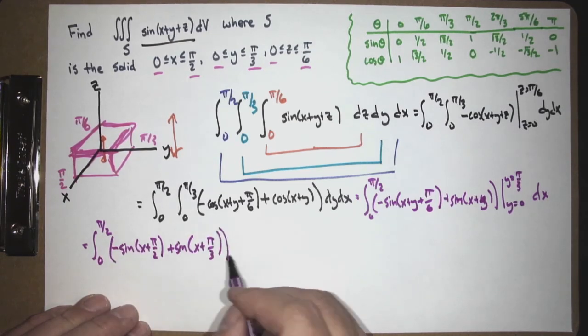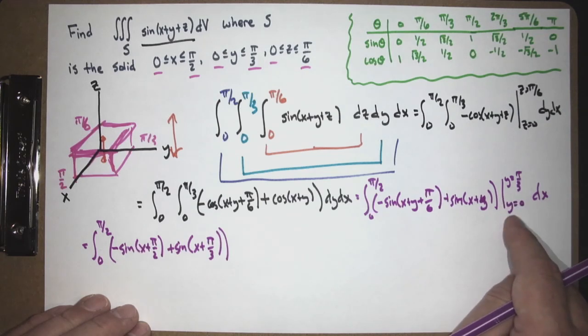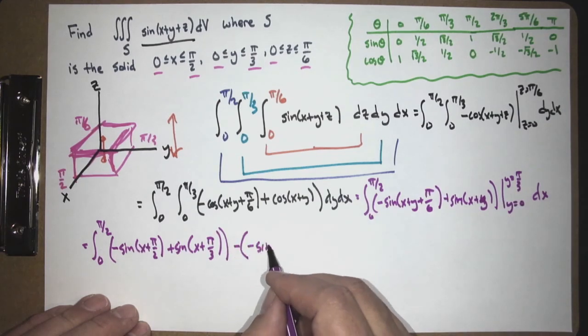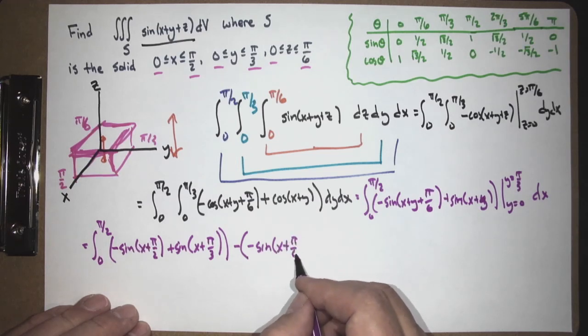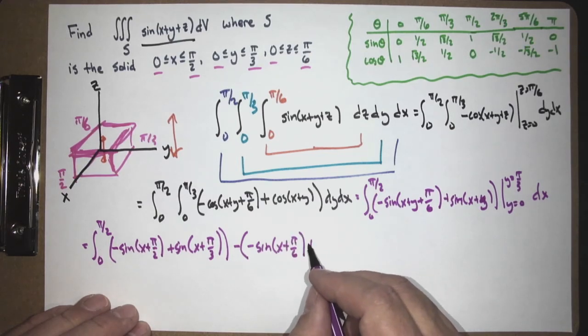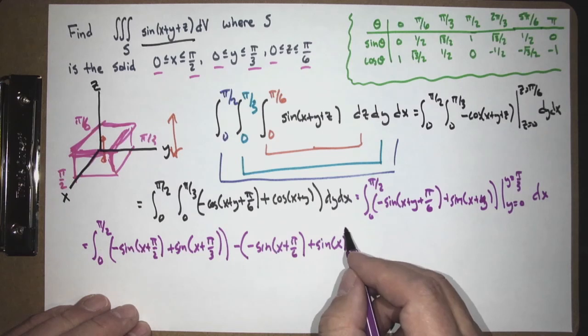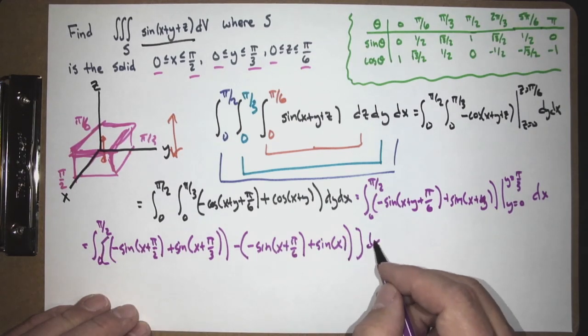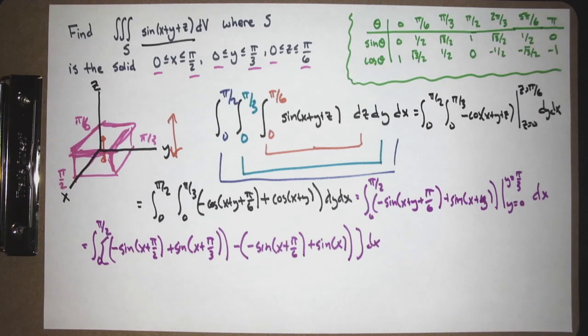Okay, that's plugging in the pi over 3. Subtract, plug in 0. Subtract minus sine of x plus pi over 6. And then plus sine x. Okay, cool. dx. Now what?